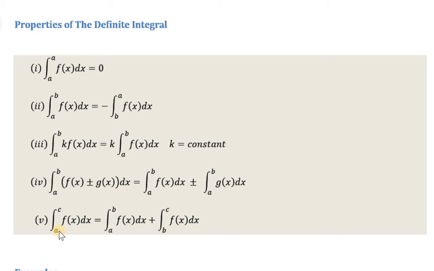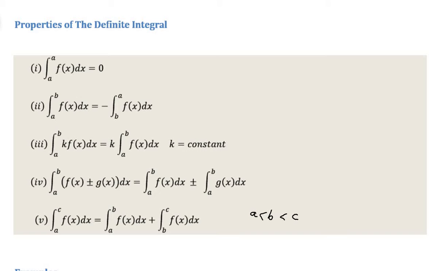And then if you have the integral with boundary from a to c, you can split it such that it is the integral from a to b of f plus the integral from b to c, where b is a middle value from a to c. Okay, so b is the middle value.